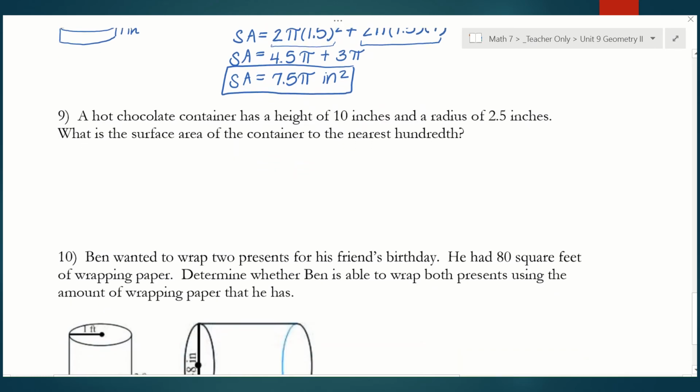Okay, number 9. A hot chocolate container has a height of 10 inches and a radius of 2.5 inches. What is the surface area of the container to the nearest hundredth? All right, so we have our hot chocolate container.